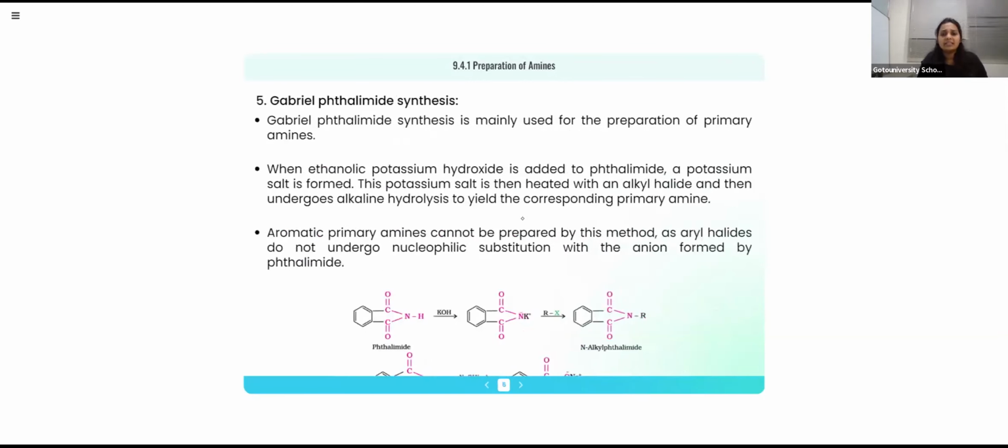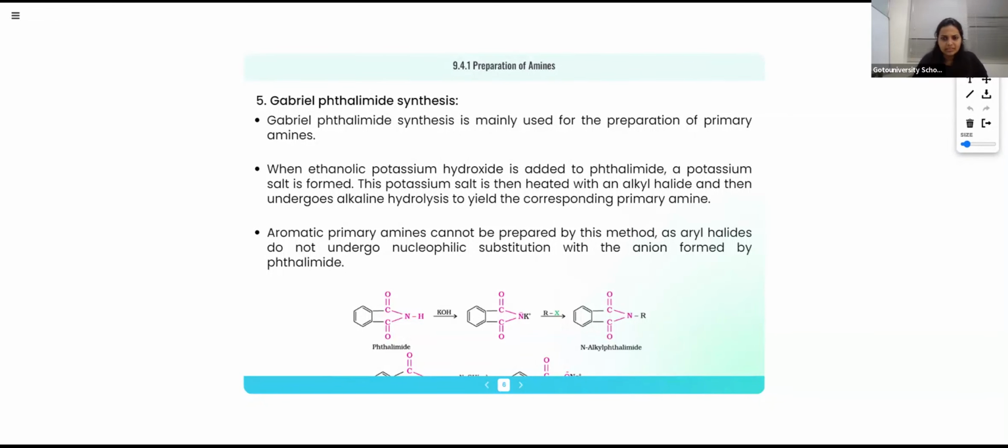Okay. Then we discussed the Gabriel phthalimide synthesis. So I told you what is phthalimide. Before moving to the phthalimide, I told you what is phthalic acid. From the phthalic acid, actually the phthalimide is formed. Okay, phthalic anhydride is there.